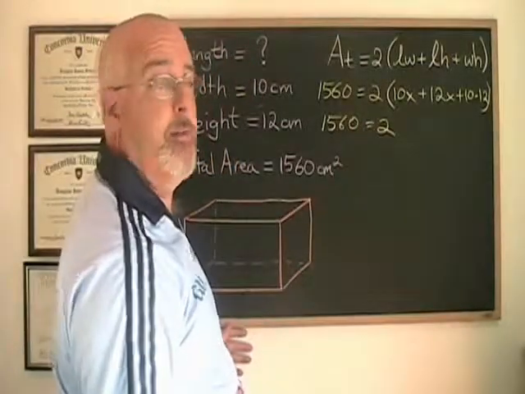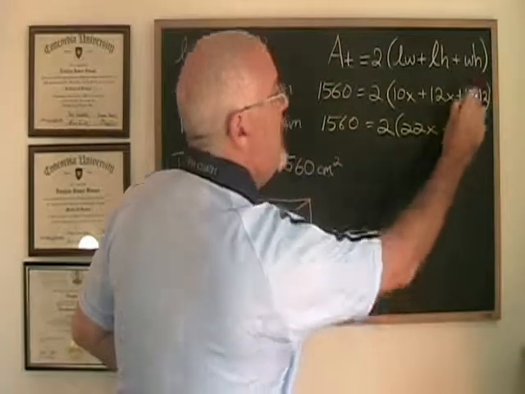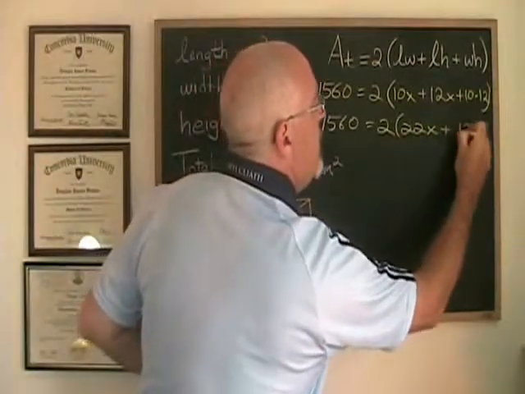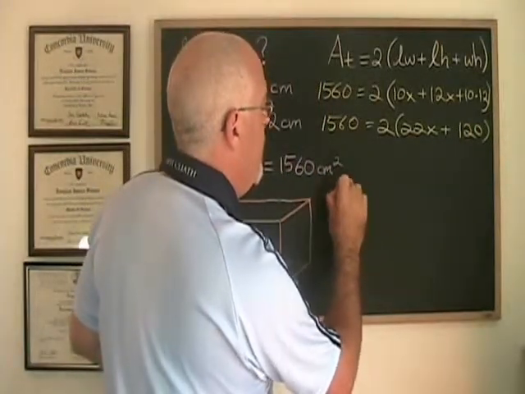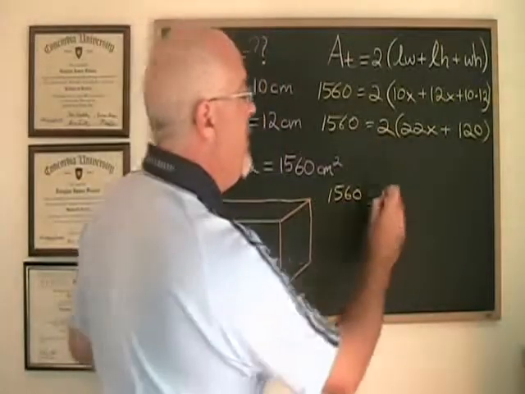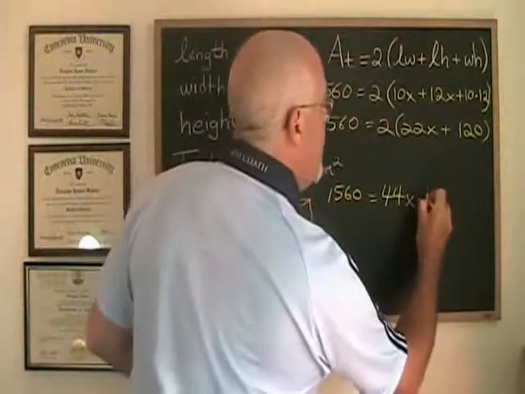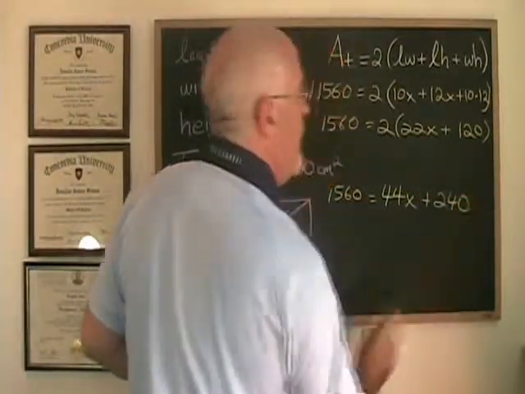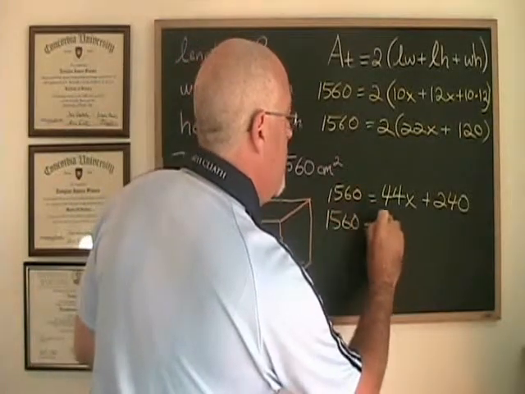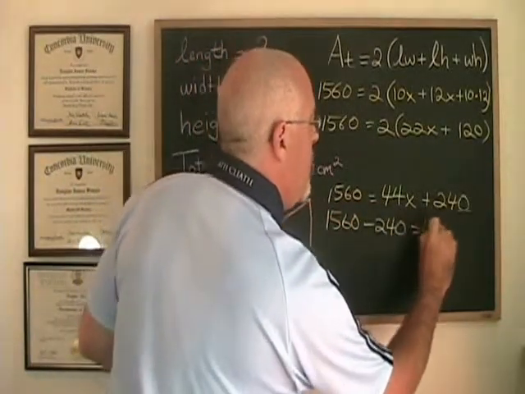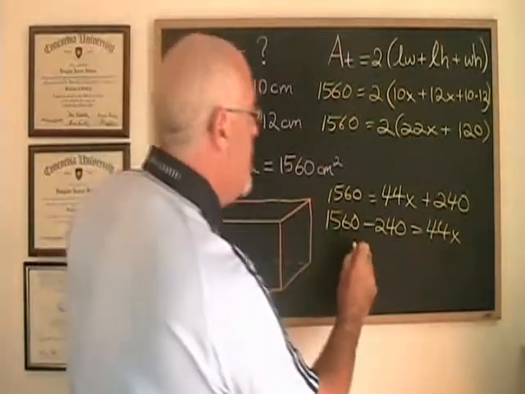Simplifying, 10x plus 12x is 22x. 10 times 12 is 120. Two times 22x is 44x. And 2 times 120 is 240. Moving the 240 to the other side of the equals, 1,560 minus 240 is 1,320.